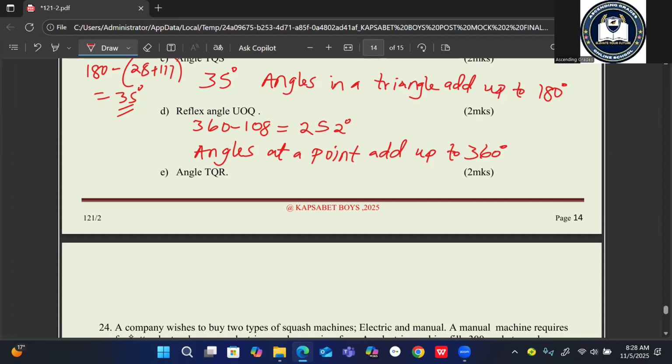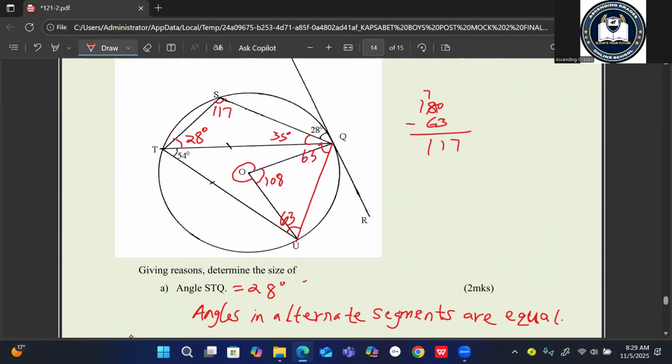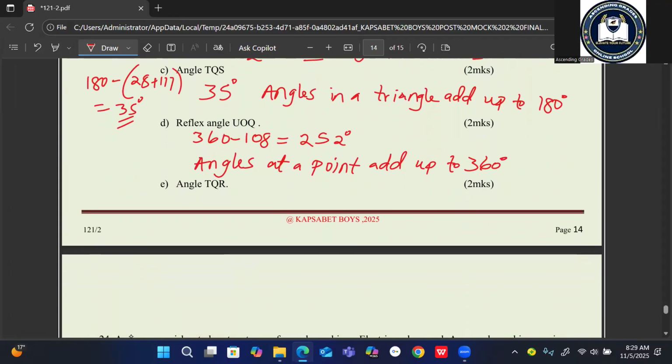From there, we go to the last question, angle TQR. The size of this angle, angle TQR: we realize that this segment is alternate to this segment. So angle TQR should be equal to 117.